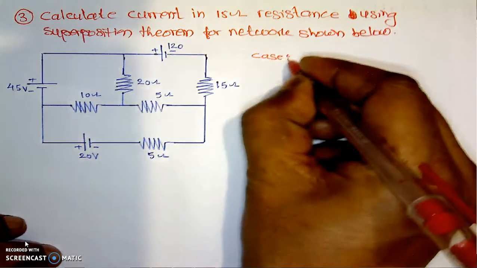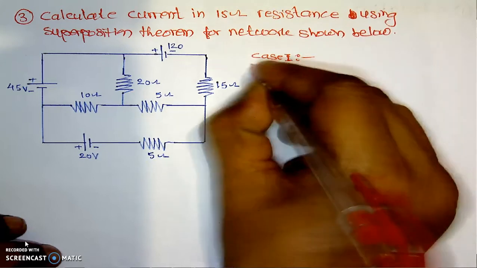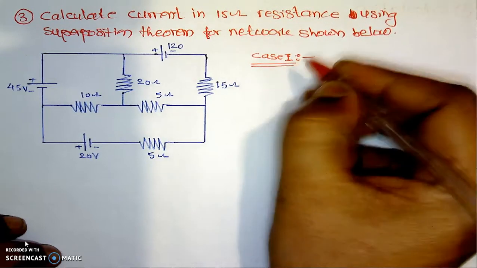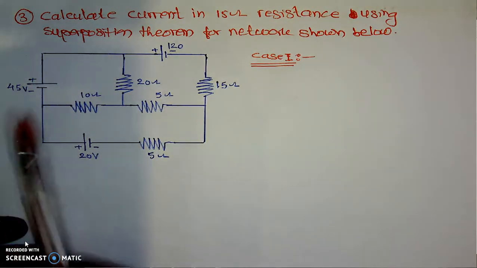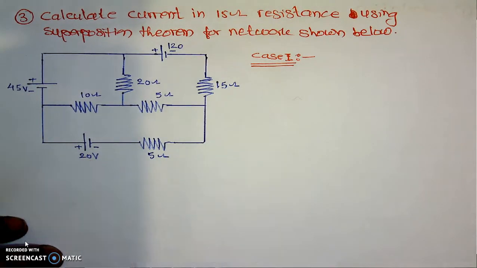In the superposition principle, we have to calculate the current as many times as we have sources. In this particular case, we have three sources, that is 45 volt, 120 volt and 20 volt. But if we use the reduction technique, it becomes very complicated, because in the reduction we have to convert star into delta or delta into star, which gives many complications. In place of that, I will use the direct inspection method.